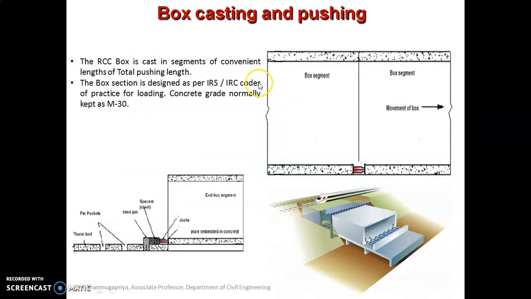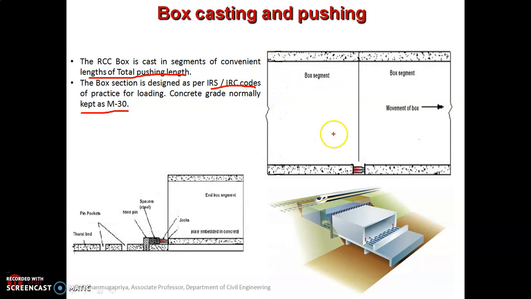So the second step is box casting and pushing. In box casting and pushing, the RCC boxes are cast in segments of convenient lengths of total pushing length. You can see the plan and the sectional view of the box segments. The box sections are designed as per the IRS or IRC codes of practice for loading, and the concrete grade is normally kept as M30. Here you can see the plan view.